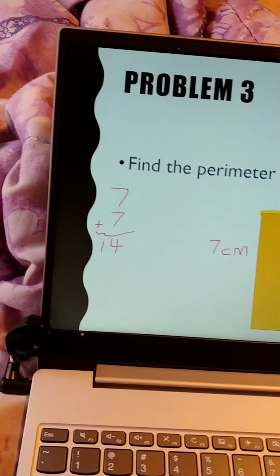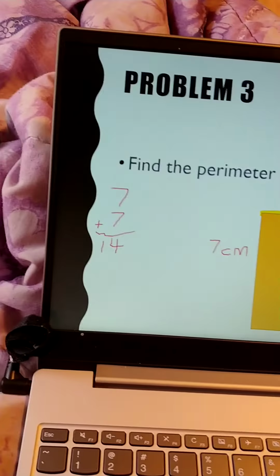Problem 3 says, find the perimeter of the square. Now, remember, the perimeter is how much is around the figure. So we're looking to find the length around the square. All right. As you'll notice, only one side of the square is labeled. So let me highlight that. So this is one side of the square.